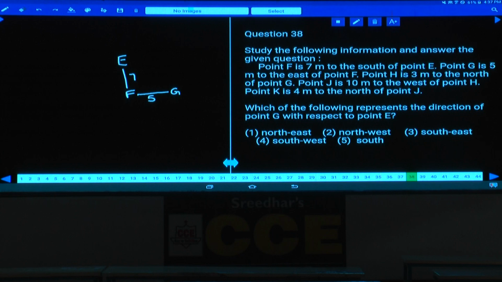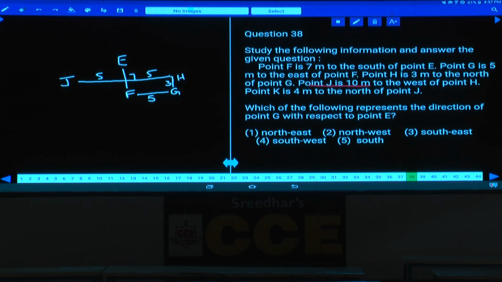Next one, H is 3 meters to the north of G. H is how many meters? 3 meters. H is 3 meters to the north of G, can be written like this. And J is 10 meters to the west of H. From here, J is 10 meters. Now this will be J. Now the total distance is 10, that is, this is 5 and this will be 5. J is 10 meters to the west of H.